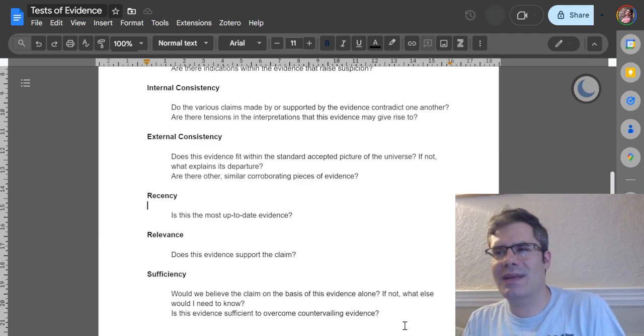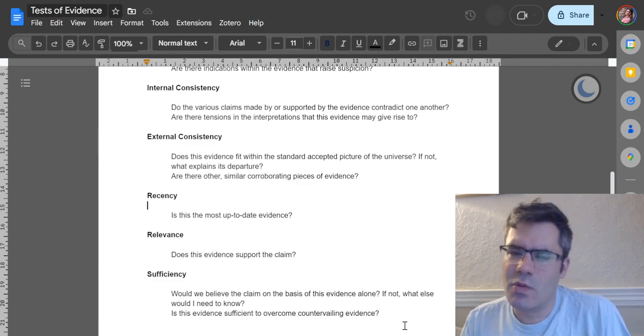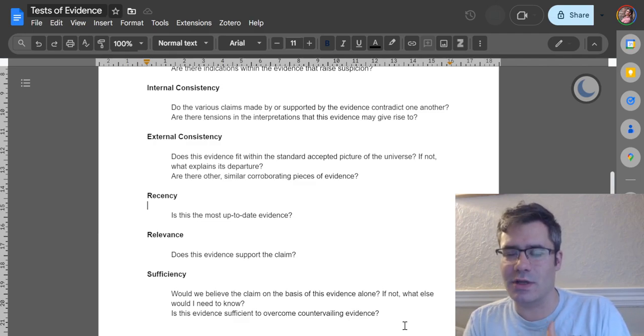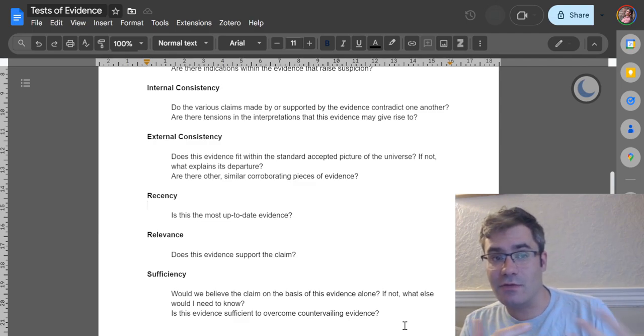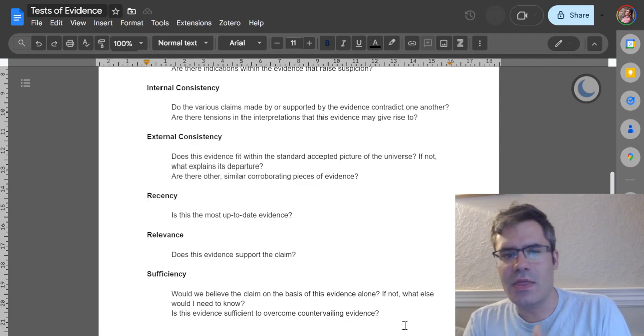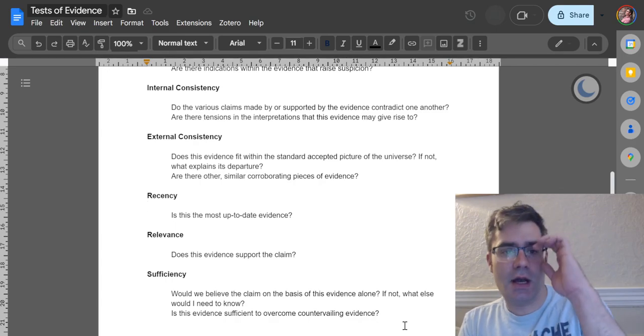But there might also be a softer version of this where there are interpretations of the evidence that potentially could contradict one another. So we might look at something from different points of view. Can I take a counterclaim and actually still use this evidence in order to support it? That might be a way to think about internal consistency as well.